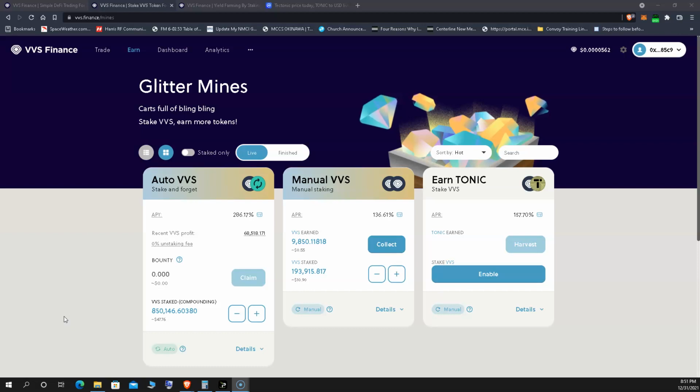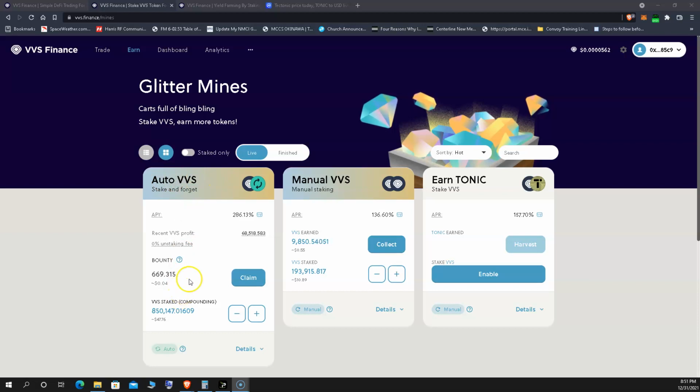VVS Finance. When you go over to VVS Finance and you go up to the top of the screen to earn mines, when you go over to this Glitter Mine page, you're going to see an auto VVS, a manual VVS, and an earn Tonic. I'll get to that in a second.